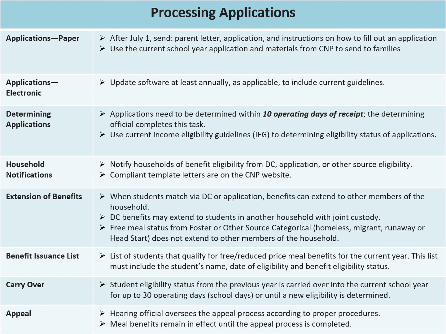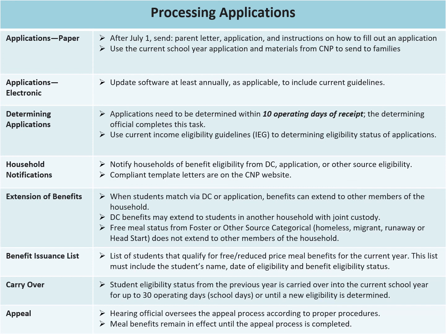If your SFA utilizes electronic applications, you will need to ensure that your software has been updated at least annually or as needed to make sure that the most current income eligibility guidelines are included. All applications will need to have a determination made within 10 operating days of receipt. The determining official or officials as listed on the CNP online application will complete this task. The determining official will use the current income eligibility guidelines or IEGs to determine the eligibility status of all applications.